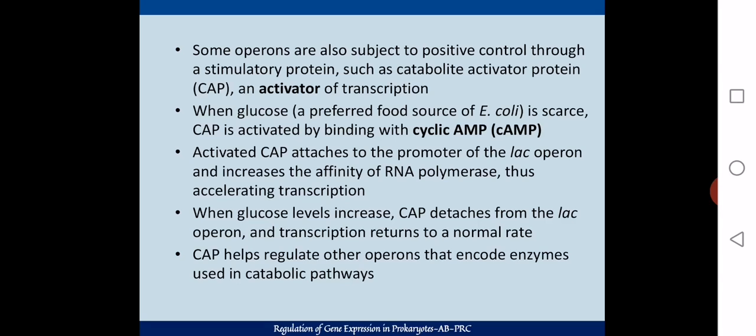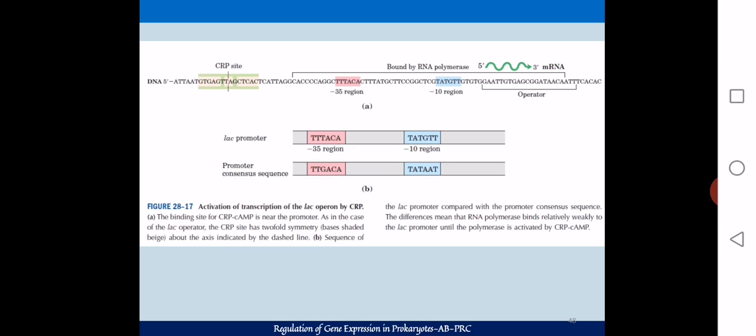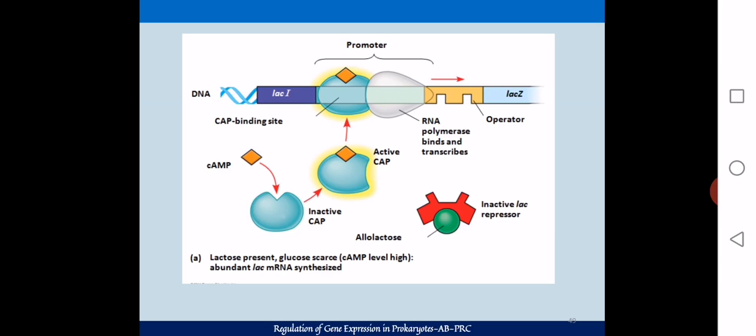So usually this positive regulation occurs along with the negative regulation. And here you can see the binding sites. The CRP site is provided there. It is usually near the promoter site. This will give you an idea.